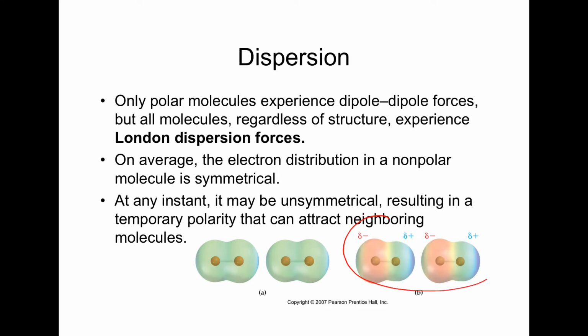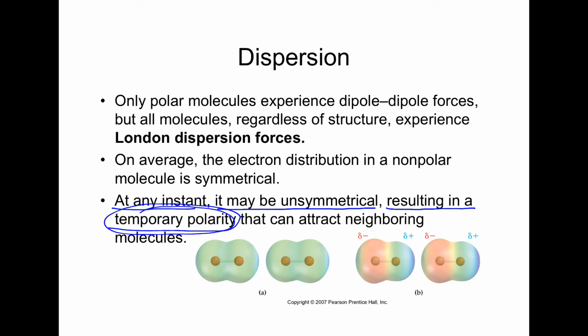And this is what happens. What happened here is that kind of for an instant, more electrons were on this side of the molecule. And in that instant, there's more electron distribution on this side, and it becomes a partial negative charge, and that takes away electrons from this side, and so it gets a partial positive charge. So what we're saying is that in any instant, there might be an unsymmetrical electron distribution, and that gives the molecule a temporary polarity.